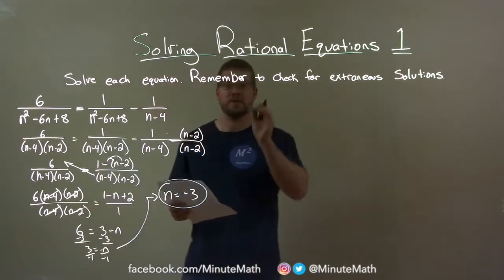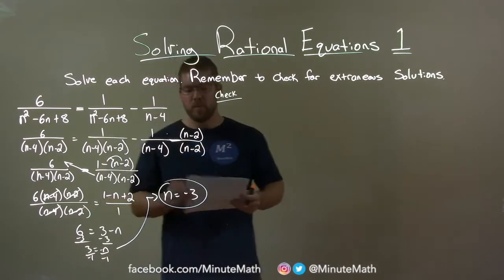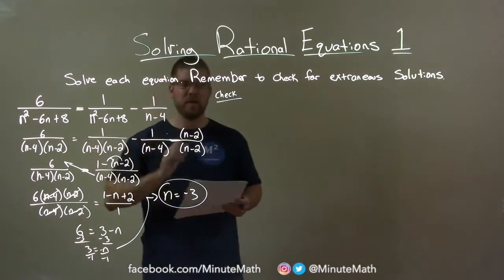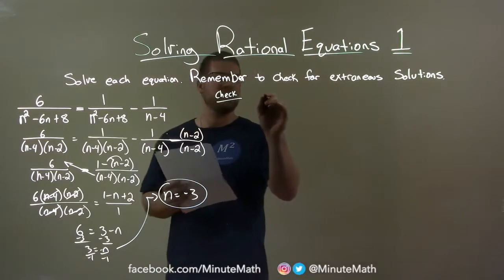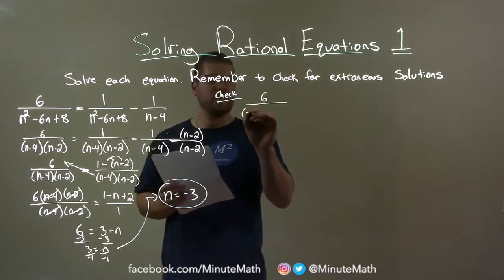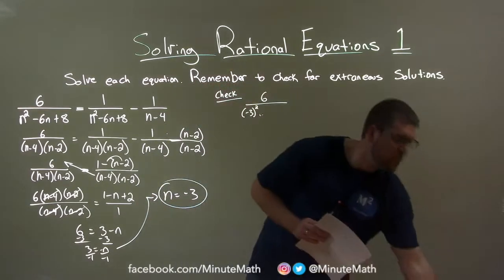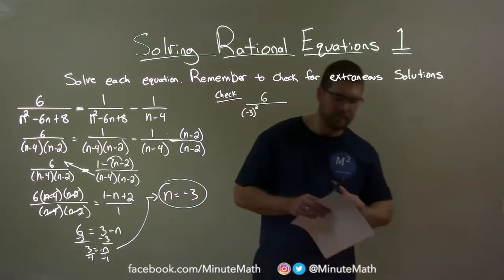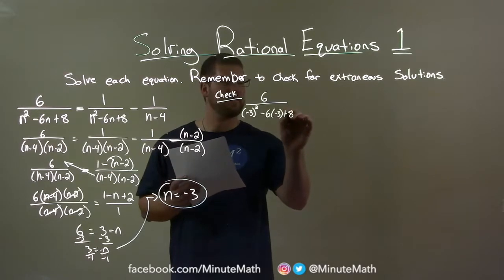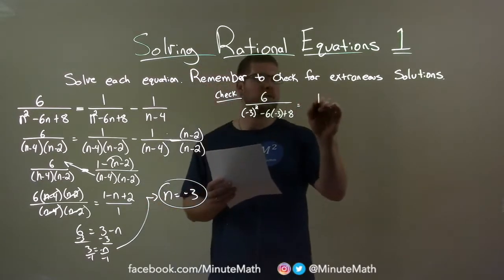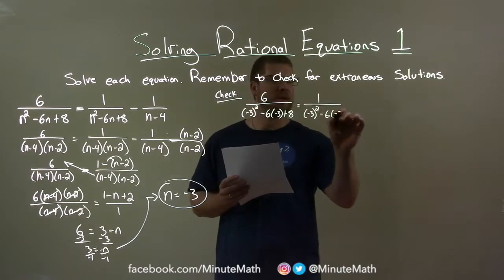But they told us to check for extraneous solutions. So when I do my check here, I'm going to rewrite my original equation, but every single time instead of an N, I'm going to put a negative 3. So we have 6 over negative 3 squared minus 6 times a negative 3 plus 8 equals 1 over negative 3 squared minus 6 times a negative 3.